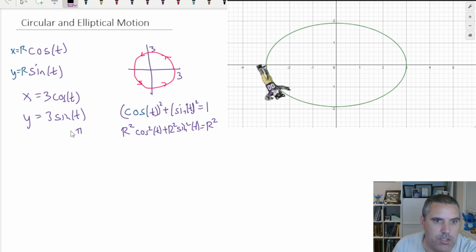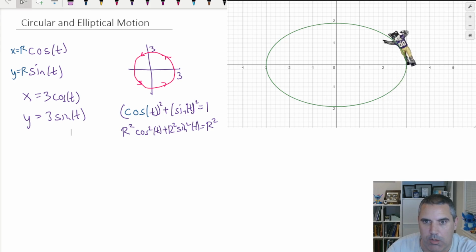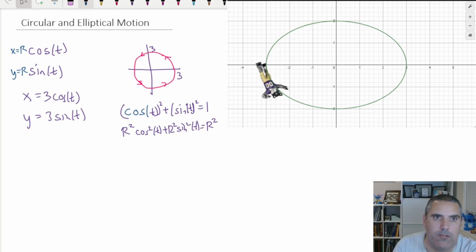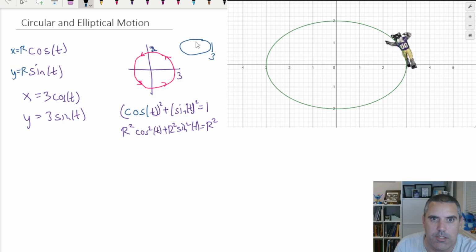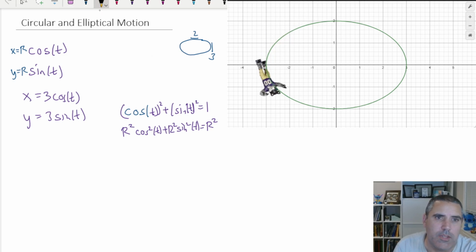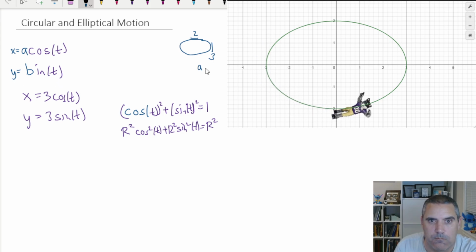So what if we want to change those things a little bit so that they're not the same? In the picture on the right, I'll tweak one of the numbers. You can see it's 2 and 3, so this is 3 and this is 2. It's an ellipse, which is just a squishing of a circle, and there's an easy way to do that. The quick answer is you just change these two numbers, then I'll explain why. This is your A, and this is your B.